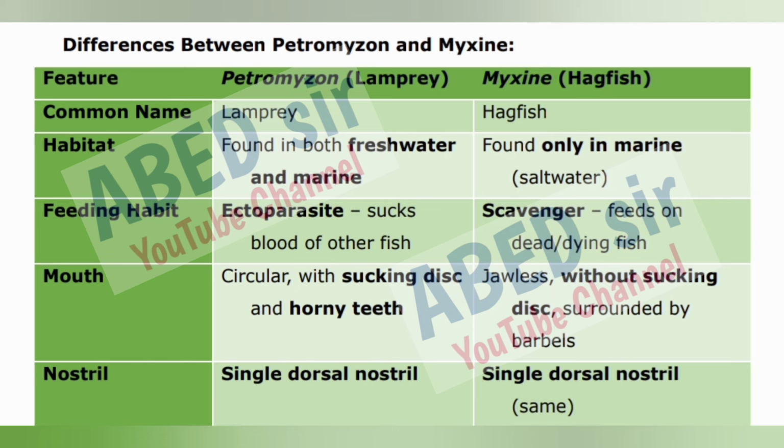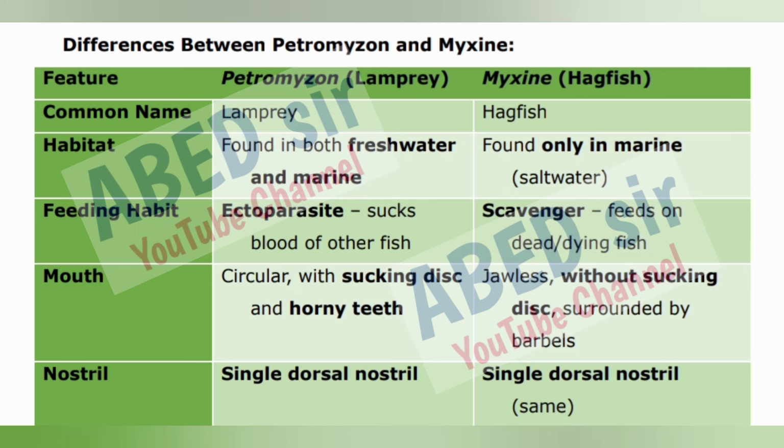Differences between Petromyzon and Myxine. Feature: Petromyzon, lamprey; Myxine, hagfish. Common name: lamprey, hagfish. Habitat: found in both freshwater and marine; found only in marine, salt water. Feeding habit: ectoparasite, sucks blood of other fish; scavenger, feeds on dead and dying fish. Mouth: circular, with sucking disc and horny teeth; jawless, without sucking disc, surrounded by barbels.